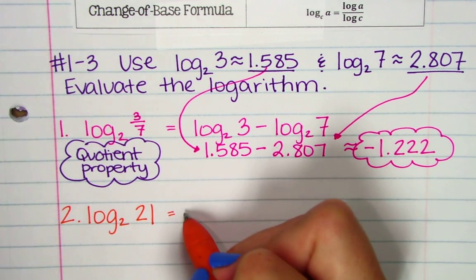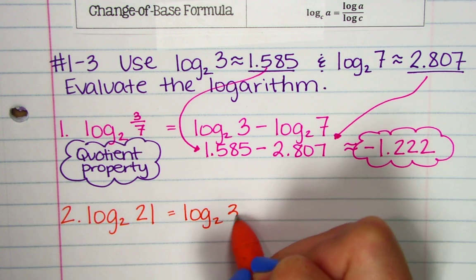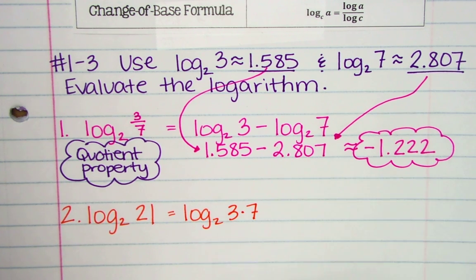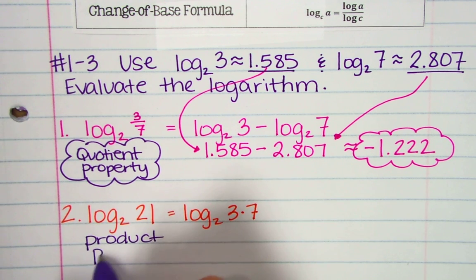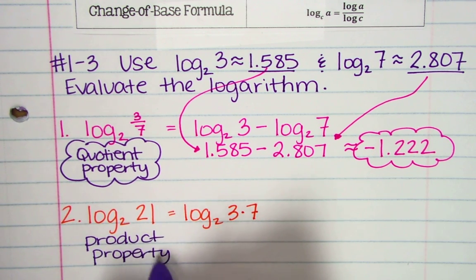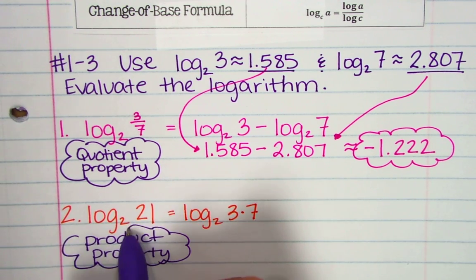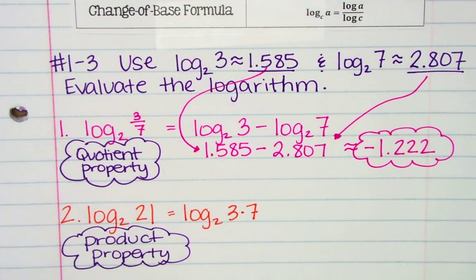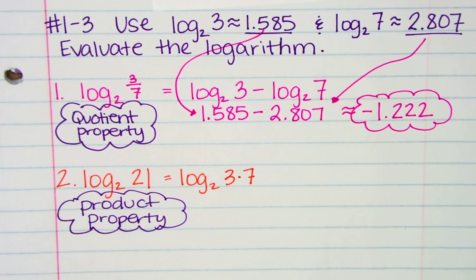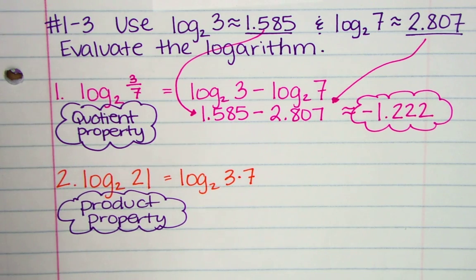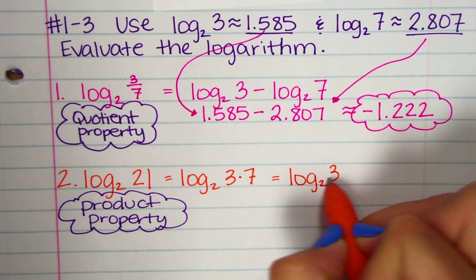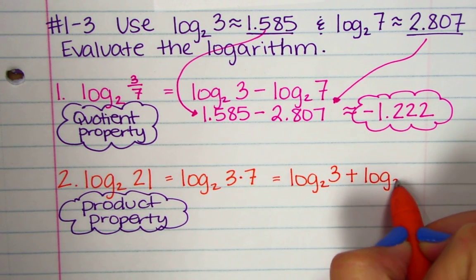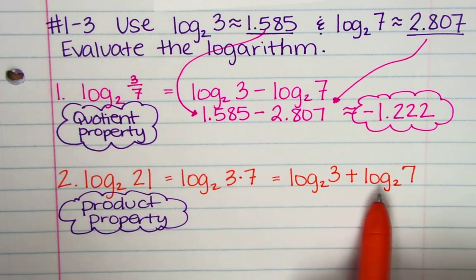Product. Product is multiplying. So this is the same thing as log base 2 of 3 times 7. I'm going to put a little dot there and make a little note: product property. I'm going to note on every single one which property I use so I know why I did that. The product property tells me when I multiply, I do what with the two logs? Add them together, right? So it'll be log base 2 of 3 plus log base 2 of 7. We separate those out. We have to write log twice.